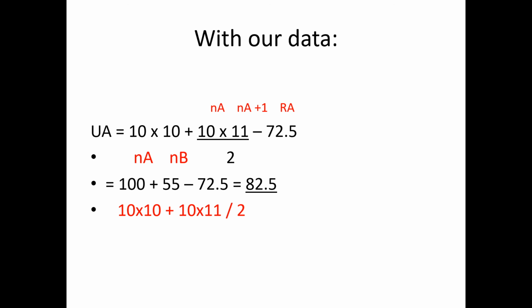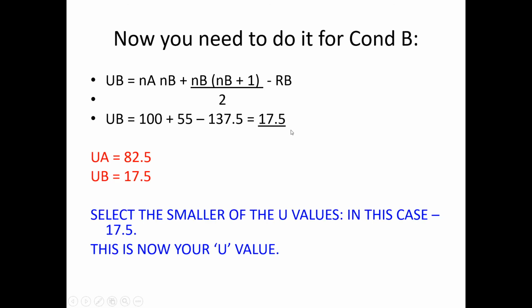So now we move to B. You do exactly the same for condition B. So condition B is going to be the same sum apart from the rank B bit, because obviously the groups are the same size. So this part is exactly the same. 155 minus rank B. Remember, rank B was higher. It was 137.5. So that gives us a UB value of 17.5.